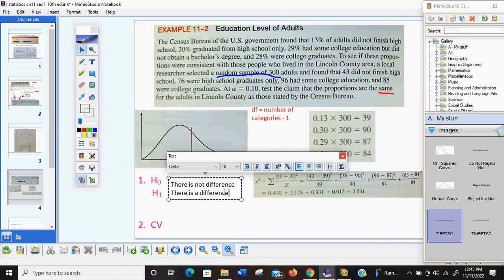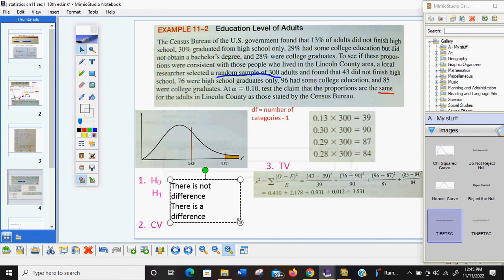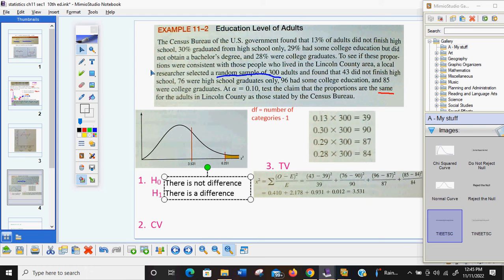Let's make this a little bit bigger so that it fits better, and expand it. All right, so here we go. We have our null and our alternative. And in this case, we want to identify the claim. They said in the problem they think they're the same. So the claim is going to be the null. So let me write claim right here.